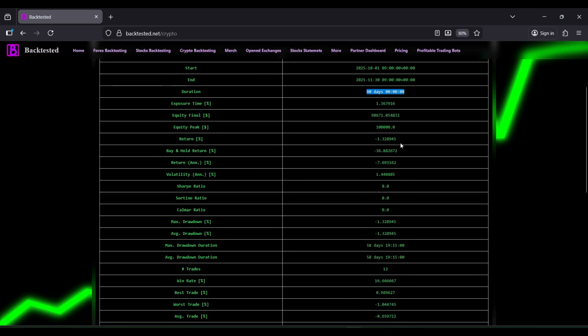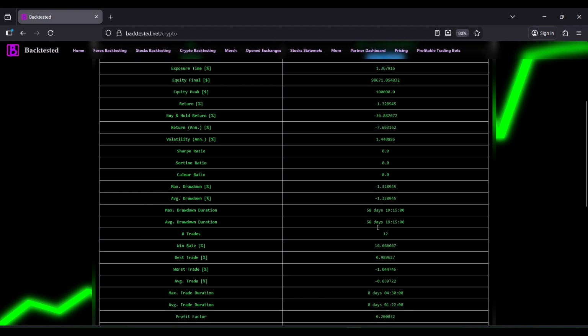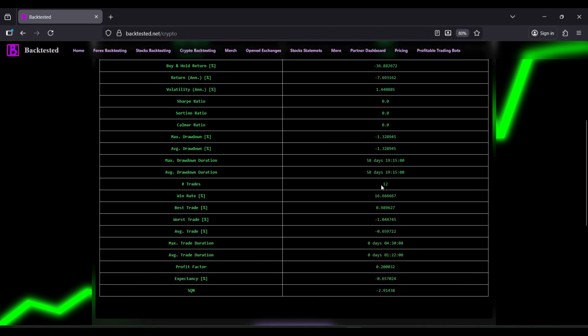And let's go ahead and see. Yeah, we opened only 12 trades. The win rate of those 12 trades was 16.66%. This is the best rate, 0.98, and this is the worst rate. They may differ a lot when there is slippage in the markets.